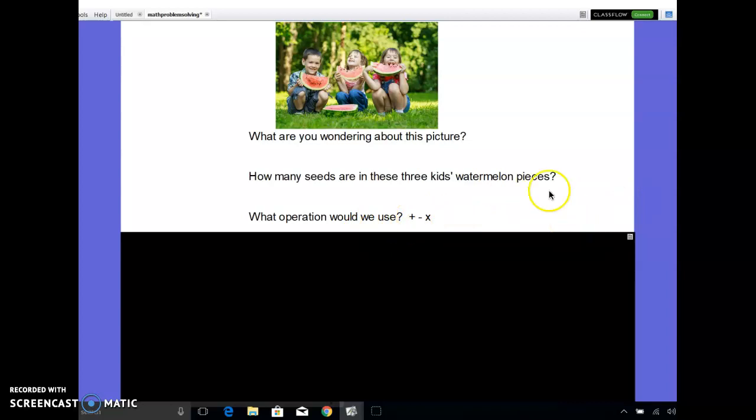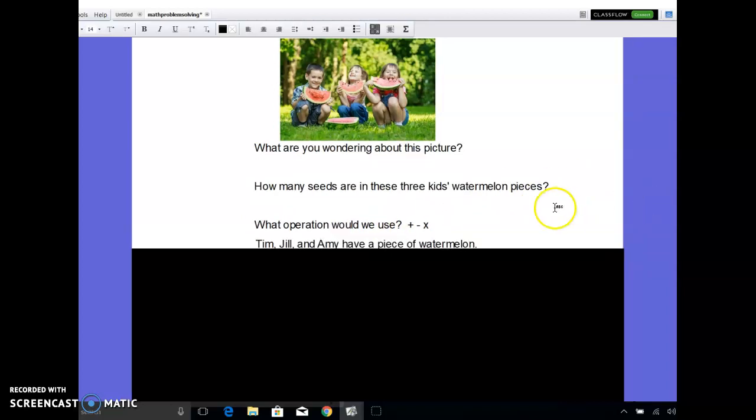And for some reason, my division symbol went away. So let me see if I can fix this here. Oops, hold on. No, it's not wanting to work. Hold on one more second. There we go. There it is.